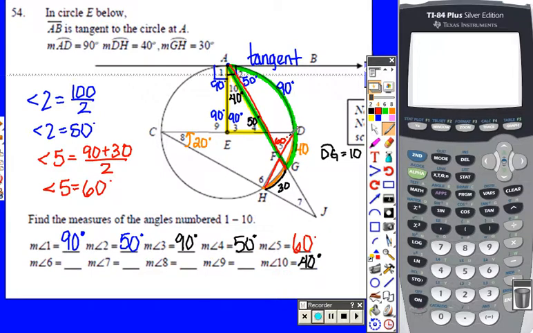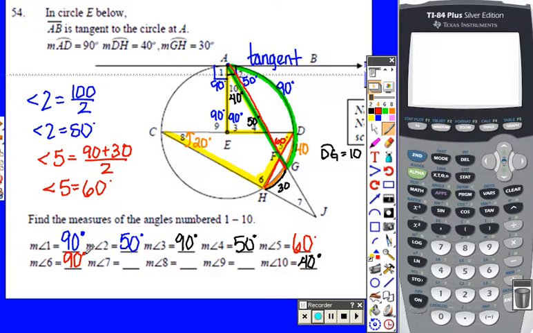We're now down to angle 6. Oh, I know 6. 6 intercepts the diameter. Whenever you have an angle that is an inscribed angle to the diameter, it's essentially a semicircle. 6 is going to be equal to 90 degrees.